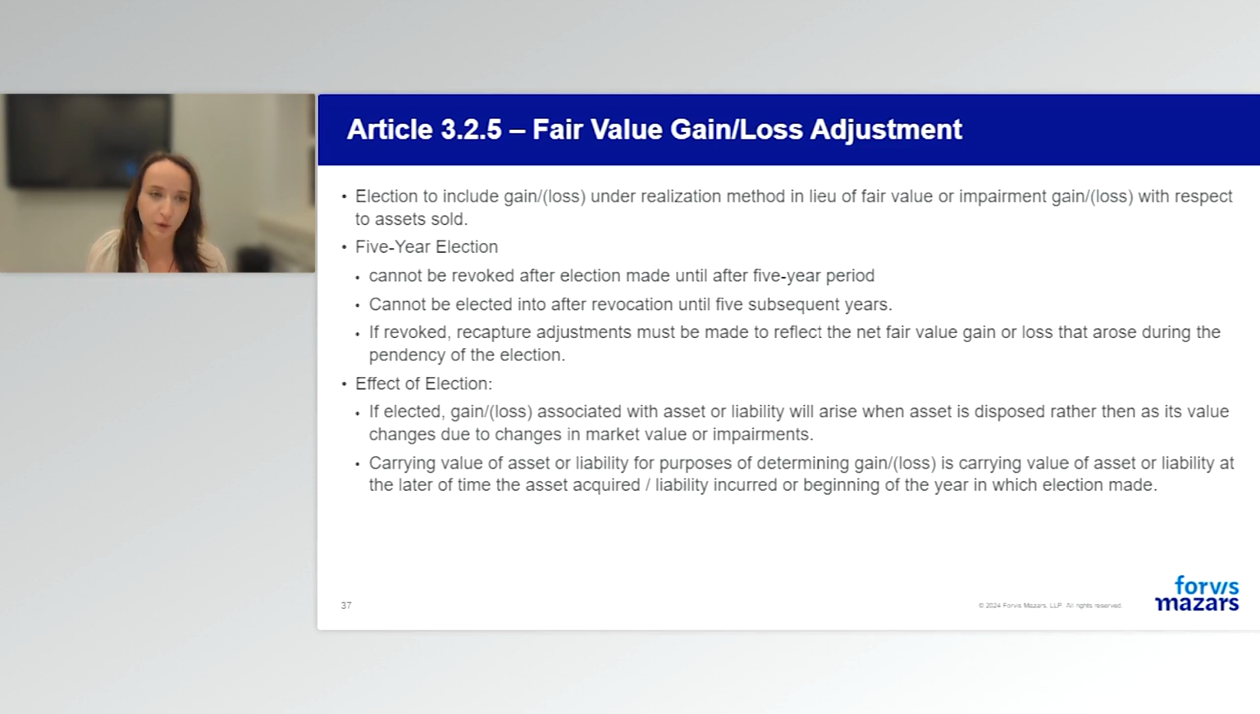And if revoked, an adjustment must be made to account for the net fair value gains or losses during the election period. And the effect of the election is that gains or losses from fair value or impairment accounting are excluded from the GloBE income. And instead, gains and losses are calculated based on the realization method, using the carrying value at acquisition or when the liability occurred, or the year that the election begins.